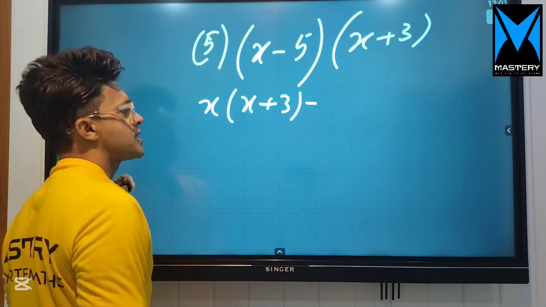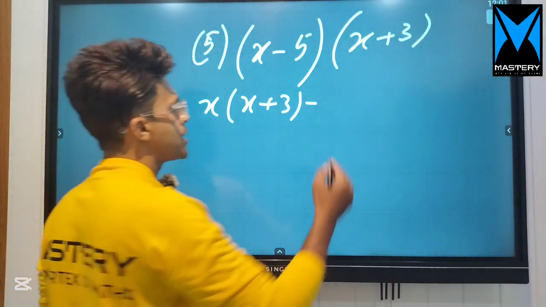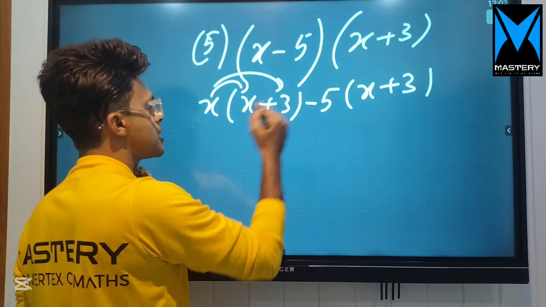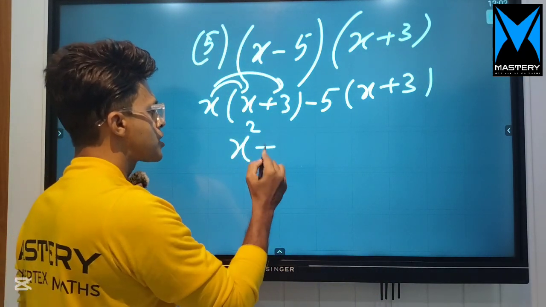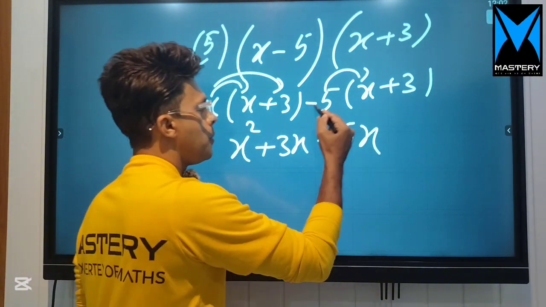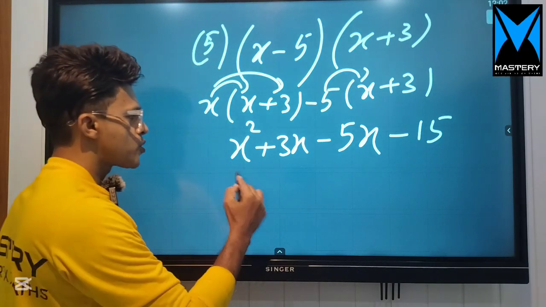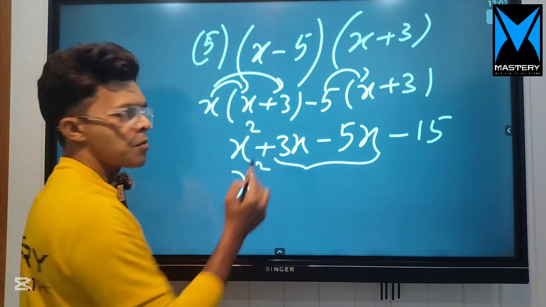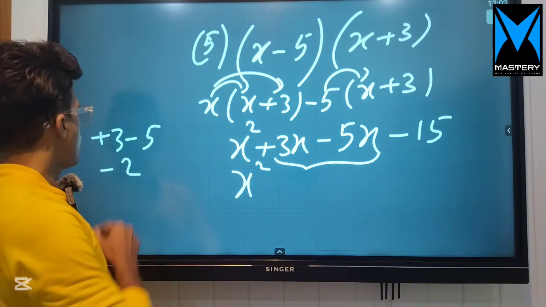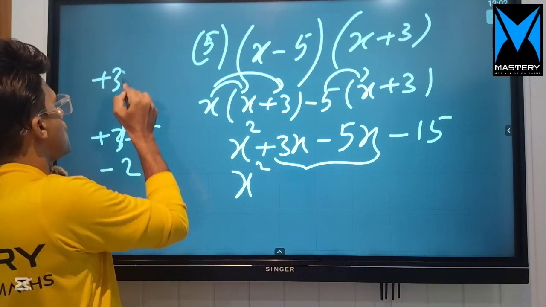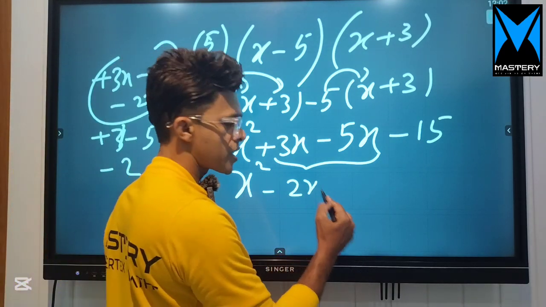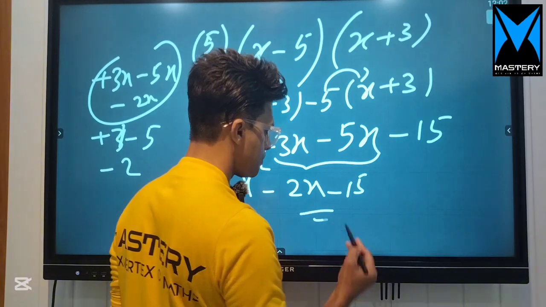The question is multiply, right? X times x plus 3. After that, minus 5 times x plus 3. So x into x, x into 3. X into x, x squared. X into 3, 3x. Here minus into plus, minus 5 into x, 5x. Minus into plus, minus 5 times 3, 15. So x squared, 3x minus 5x, plus 3 minus 5. Plus 3 minus 5 is minus 2. So 3x minus 5x equals minus 2x. Okay, so x squared minus 2x minus 15 is the answer.